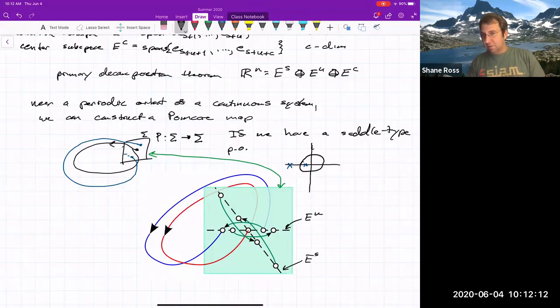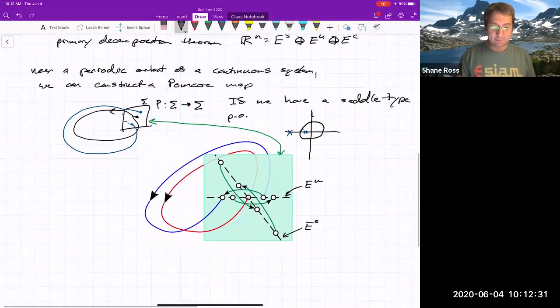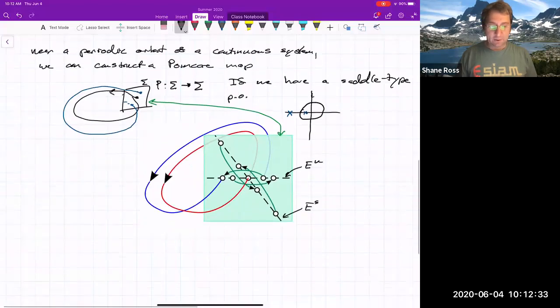So that's some behavior that you get in maps, this flipping around. That's possible. I haven't seen this in practice, just so you know. I haven't seen it in a mechanical system, but I suspect it could happen. Just haven't seen it. All right.